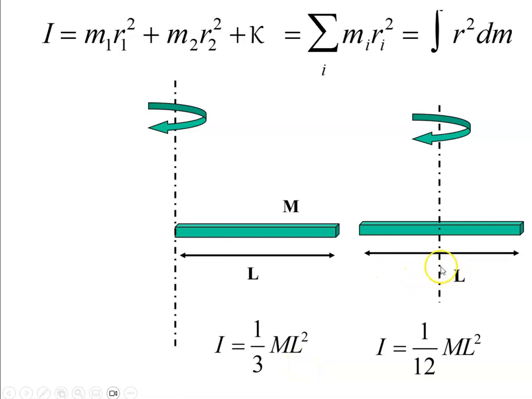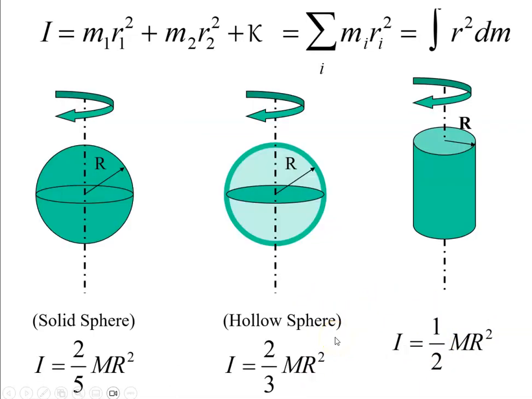If it's rotated about center, that's much easier. It has less laziness. It's 1/12 ml squared. Sometimes these we have to derive. For a solid sphere, the rotational inertia is 2/5 mr squared. For a hollow sphere, like a basketball, it's 2/3 mr squared. So more of the mass is further away from the axis of rotation, so it's lazier than a solid sphere. And if it's a cylinder, it's 1/2 mr squared. So it's a little bit lazier than a solid sphere.